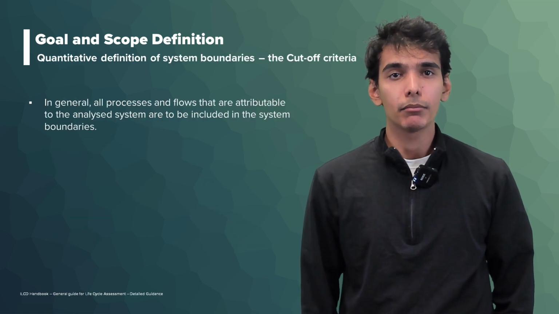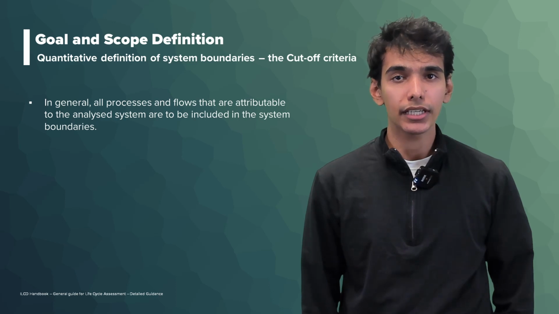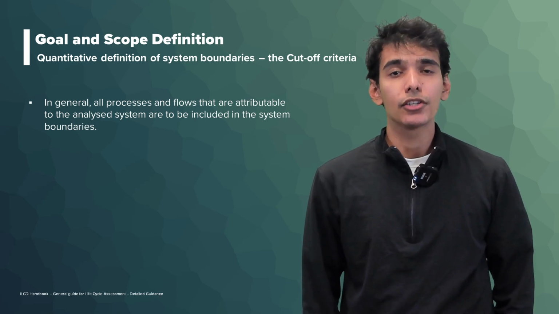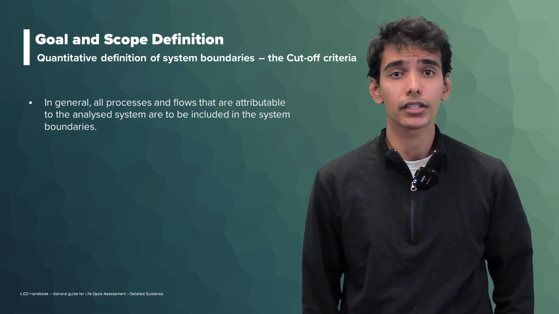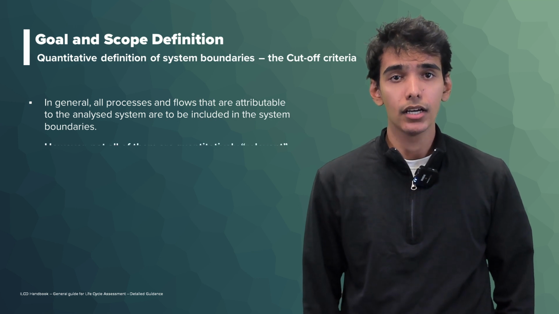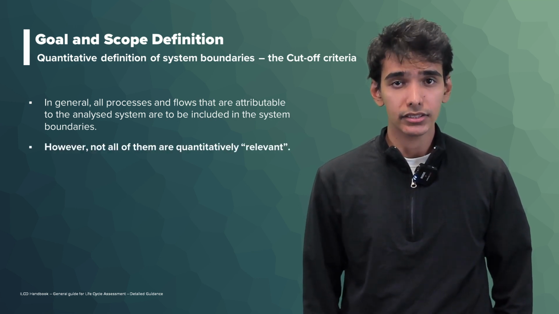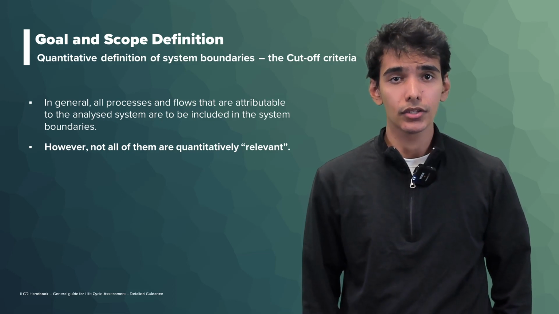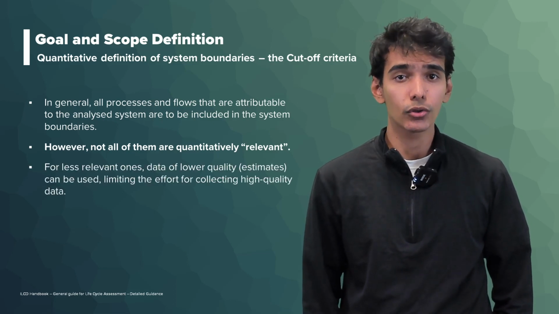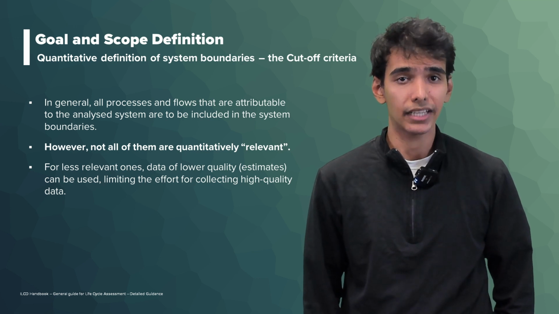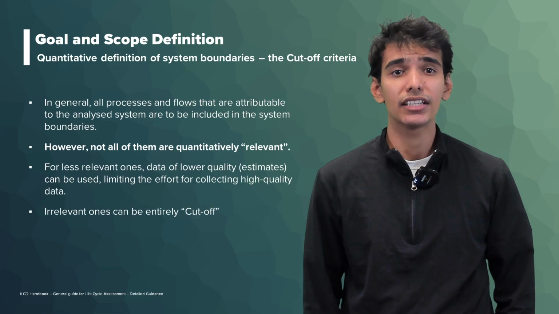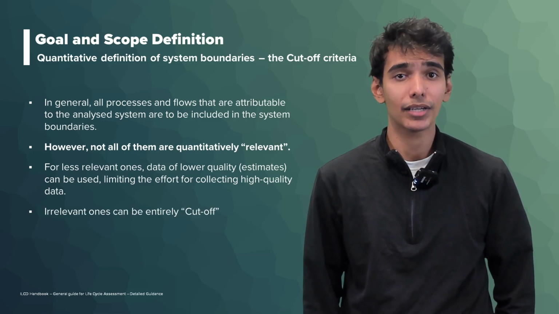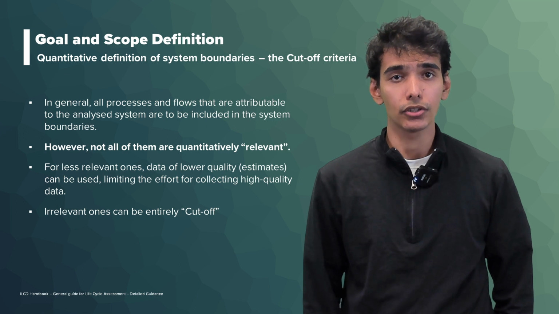An important thing to keep in mind while deciding on your system boundary is something called the cutoff criteria. In general, all processes and flows that are attributable to your analyzed systems are supposed to be included within your system boundaries. However, not all of these processes are quantitatively relevant. So for stuff that is less relevant, you could use data of lower quality, like estimates, and that would heavily limit the effort that's required for collecting high quality data. And essentially irrelevant information and irrelevant processes can be entirely cut off from your system boundary.